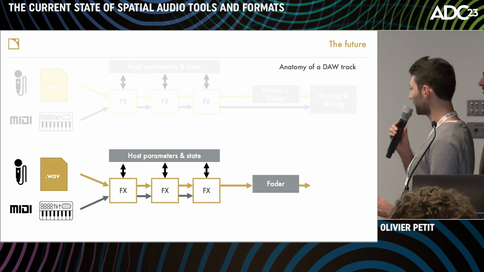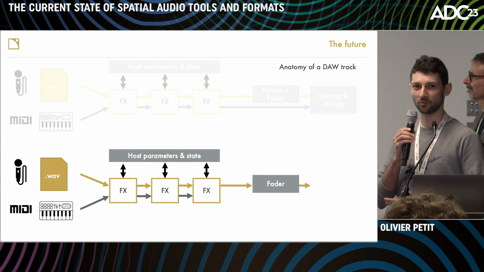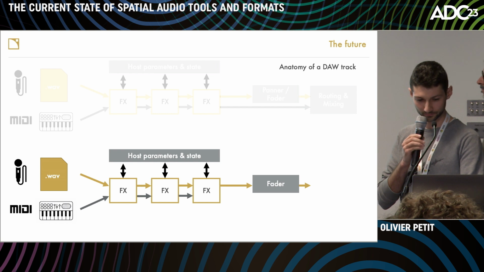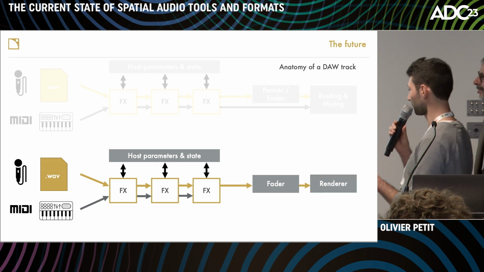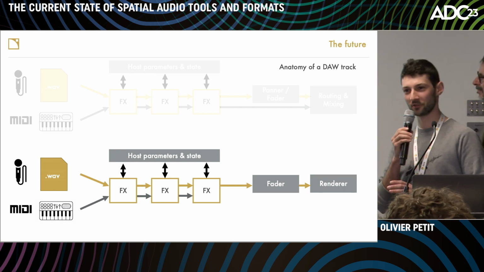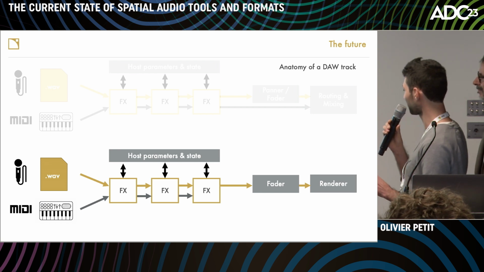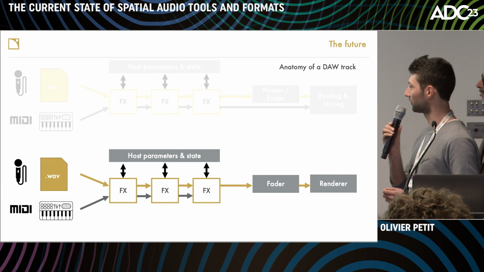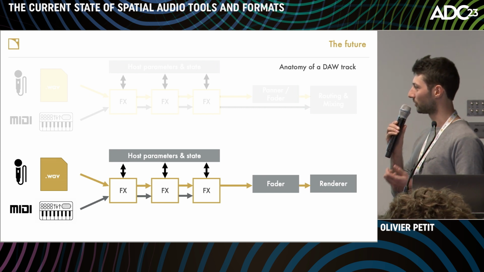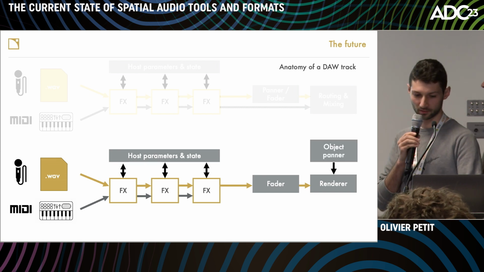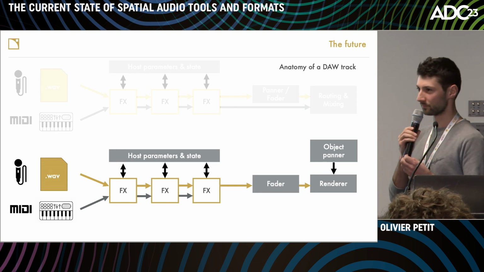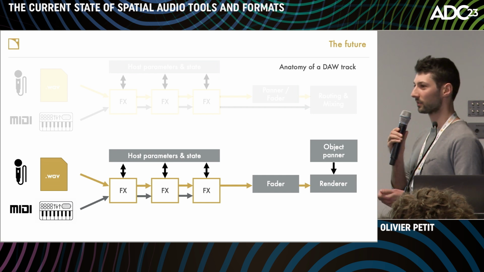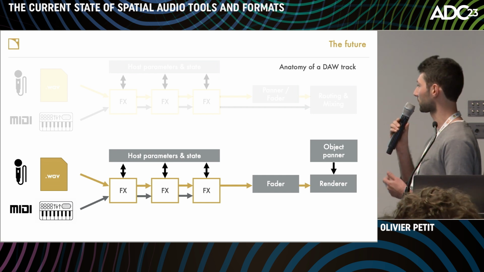So we still have a fader. We don't have a traditional stereo panner because it doesn't make sense for spatial audio. And then we have this renderer block. The renderer is the secret sauce that turns audio, like mono audio or maybe stereo audio information, and the positioning information, which comes from an object panner, to create our spatial audio field.